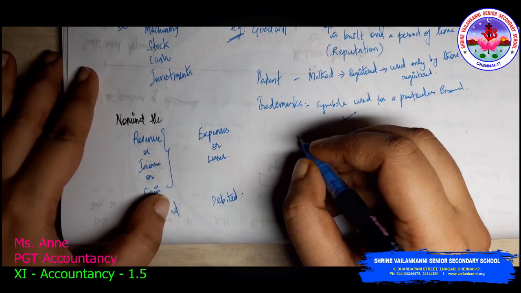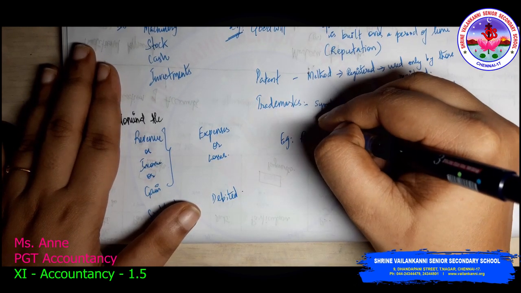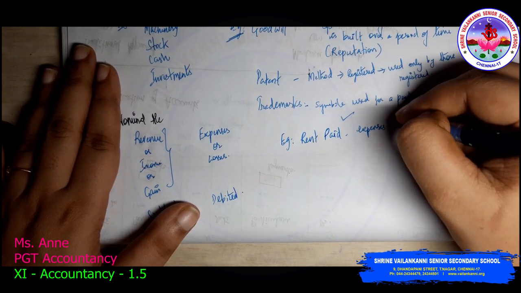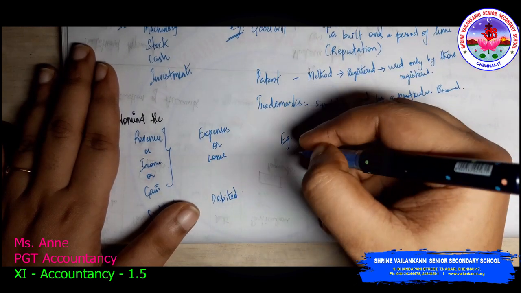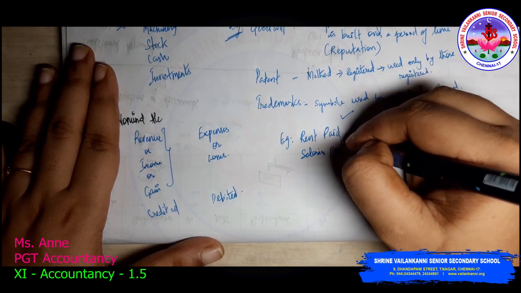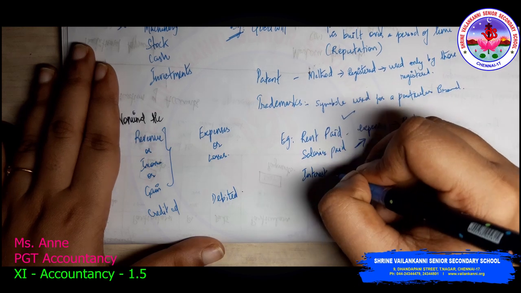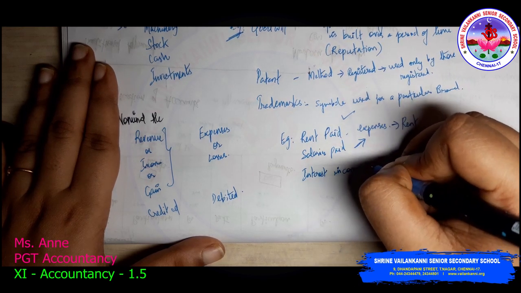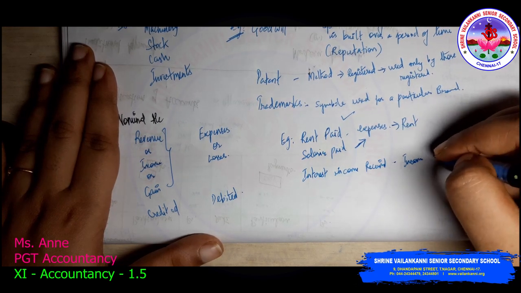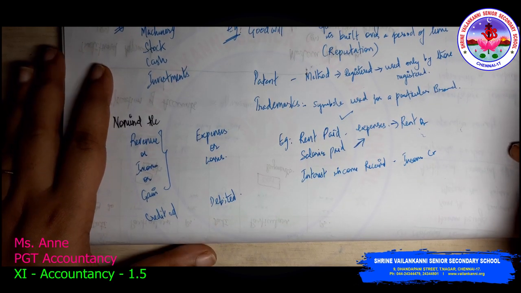Now for example, rent paid. This is an expense. So rent is an expense. Salaries paid. Salaries is an expense. Interest income received. Interest is an income, so obviously it is credited. Now expenses are debited. So this is what we are going to learn.